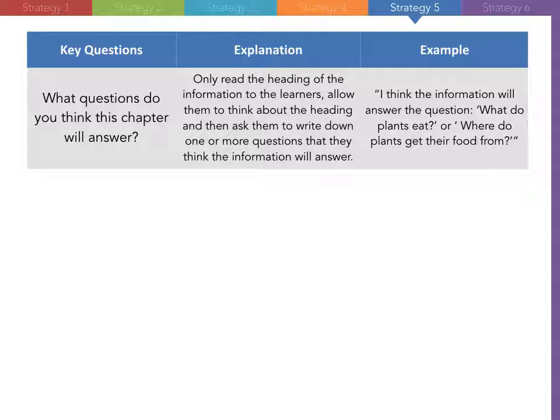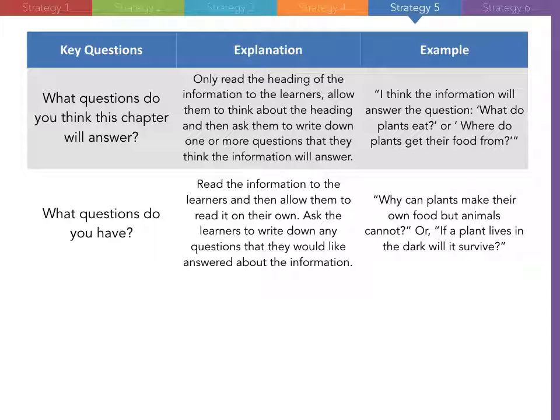An example response from the learner could be, I think the information will answer the question, what do plants eat? Or where do plants get their food from? So before they've even been given the information to read and understand, they're already being prompted into that active understanding zone. They're engaged and they're ready to connect with the text.